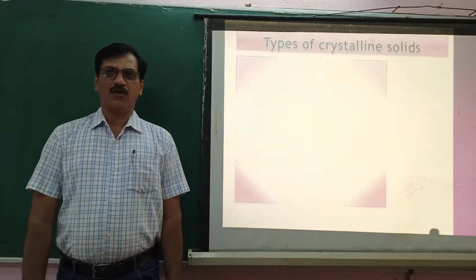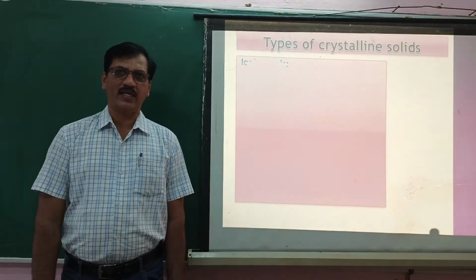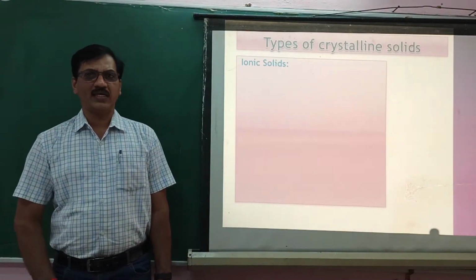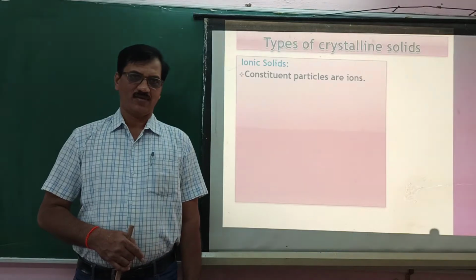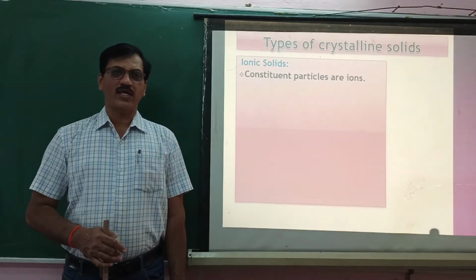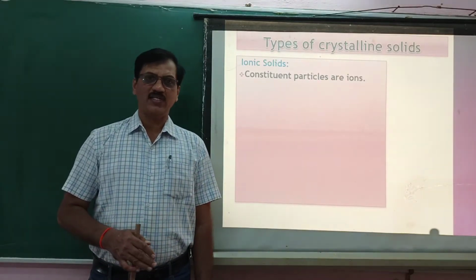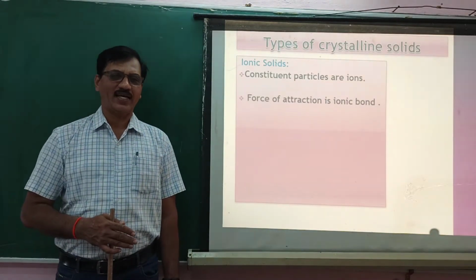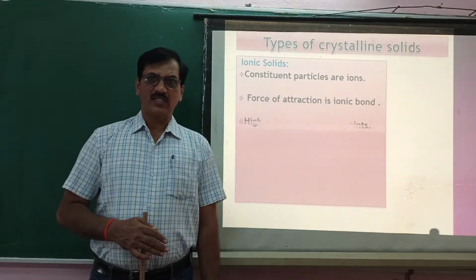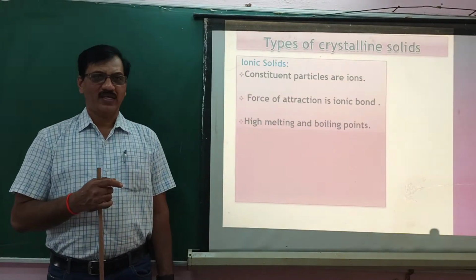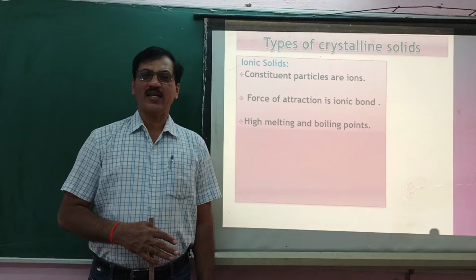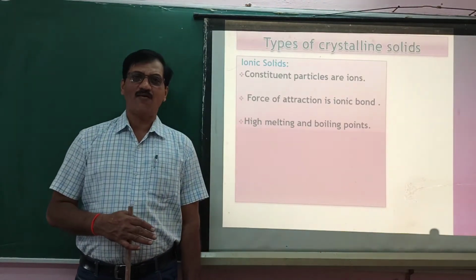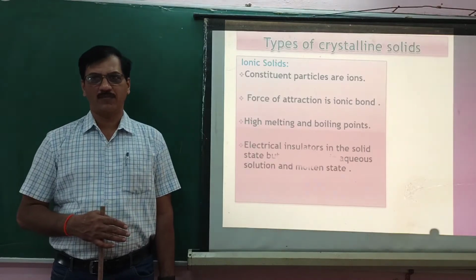Now, another type of crystalline solid is ionic solid. In ionic solids the constituent particles are ions. In NaCl, sodium ion and chloride ion are present and they attract each other. There is electrostatic force of attraction. Since each ion is held to many of the ions surrounding it, the bonding is strong and therefore they have high melting point and boiling point.